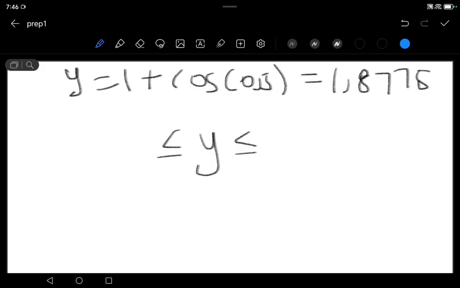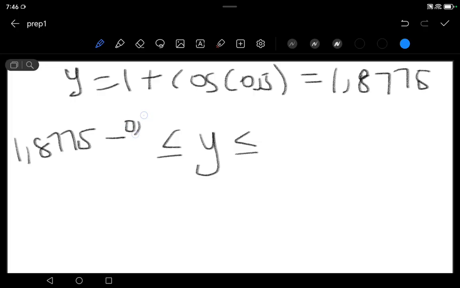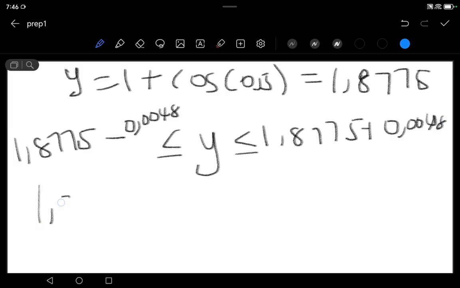Okay, remember the intervals. So it's going to be 1.8775 minus this answer, 0.0048. And then this one is going to be 1.8775 plus 0.0048, and then we're going to calculate this and get 1.8727 on this side, and on this side we're going to get 1.8.